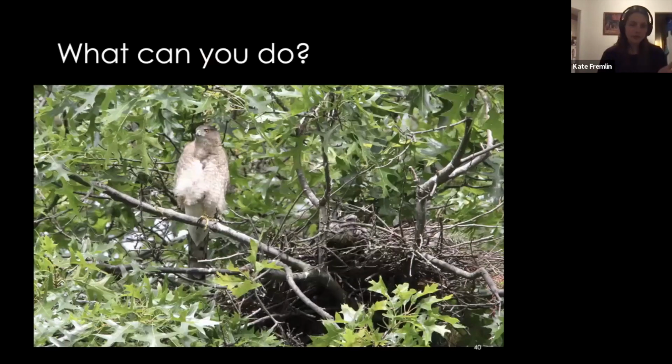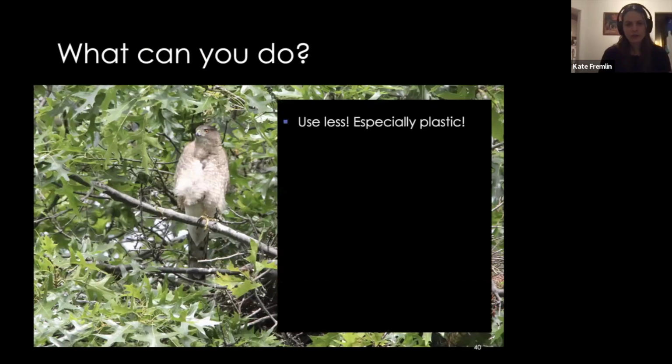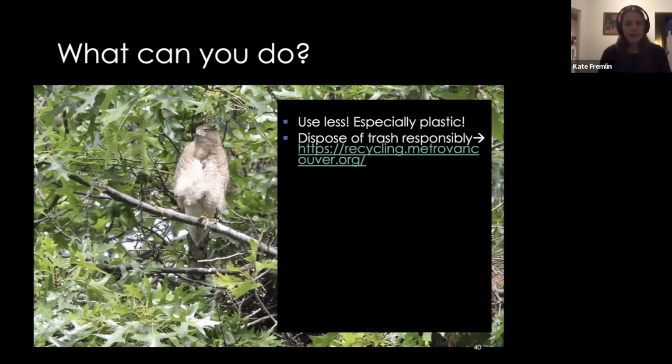However, some of you may be wondering, what can you do personally as an individual? Some things that we can all do is use less, and especially try to use less plastic if we can. And if you do have things you need to get rid of, dispose of them responsibly. You can go to recycling.Metro Vancouver, and they'll tell you various options of how to responsibly get rid of a lot of the items you want to recycle or throw out.